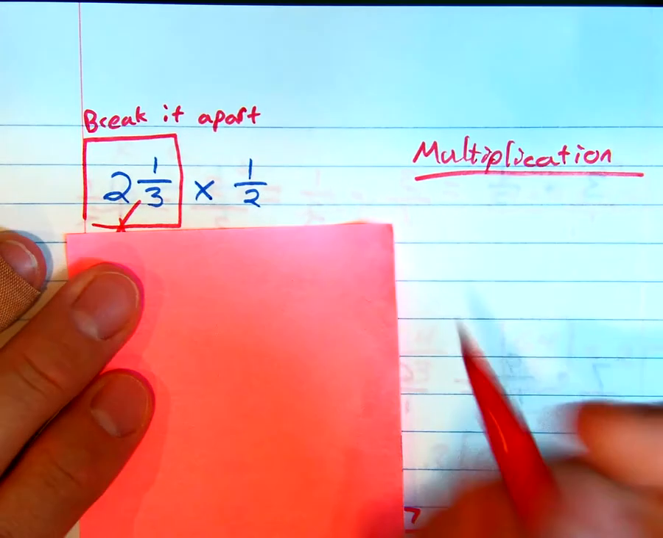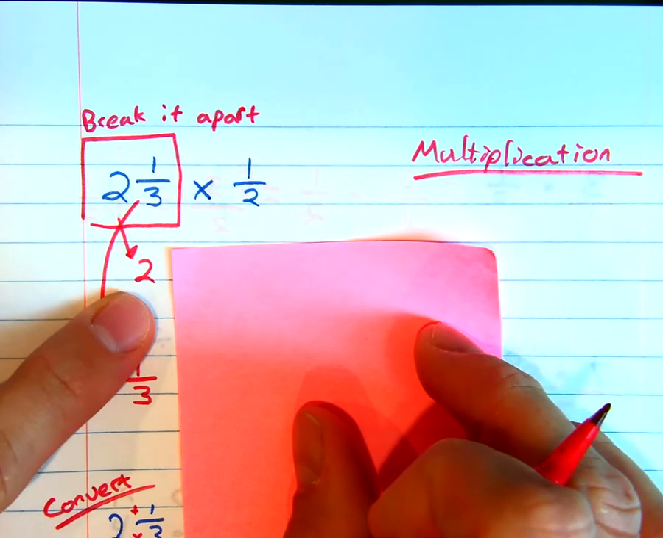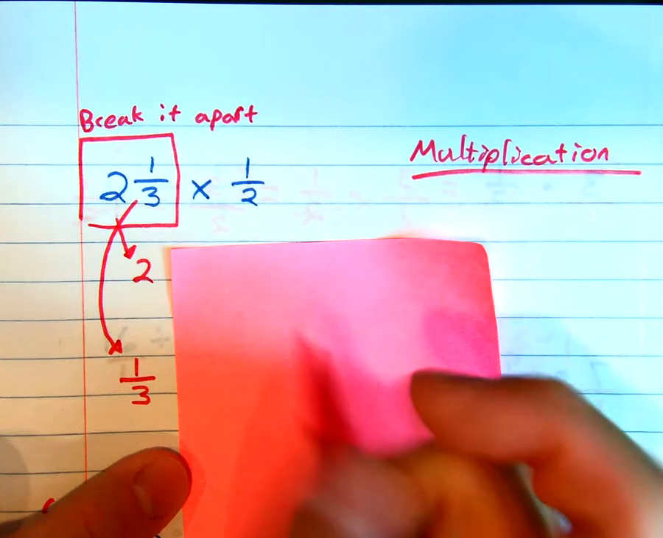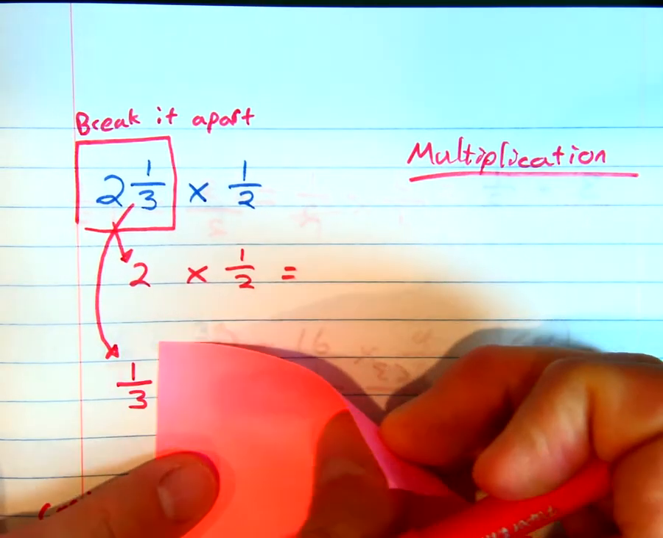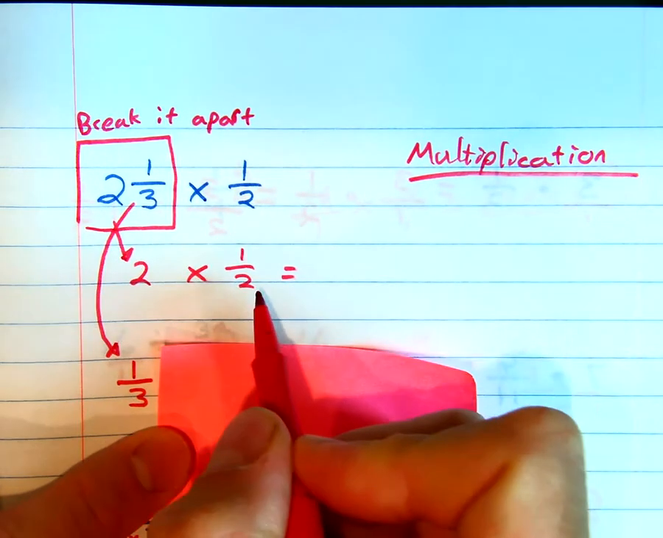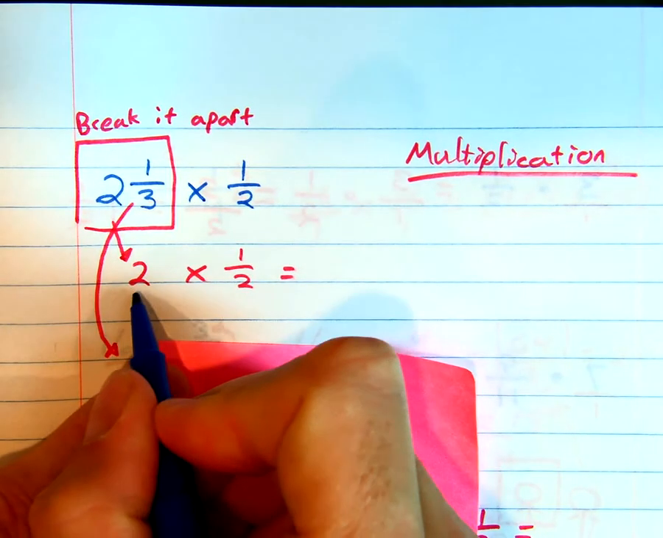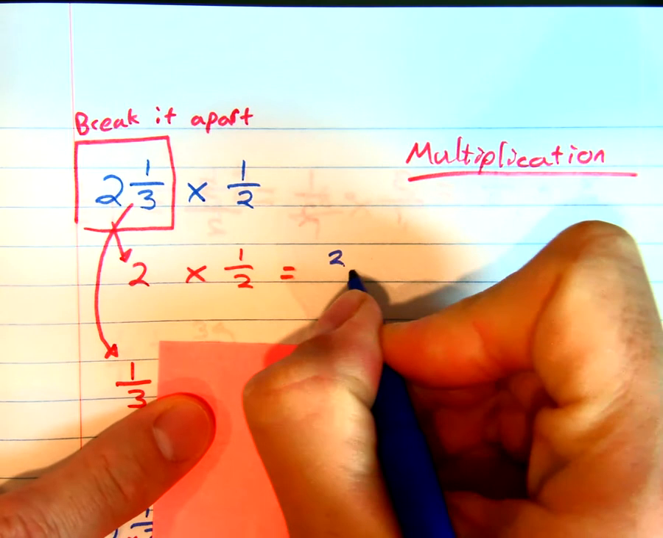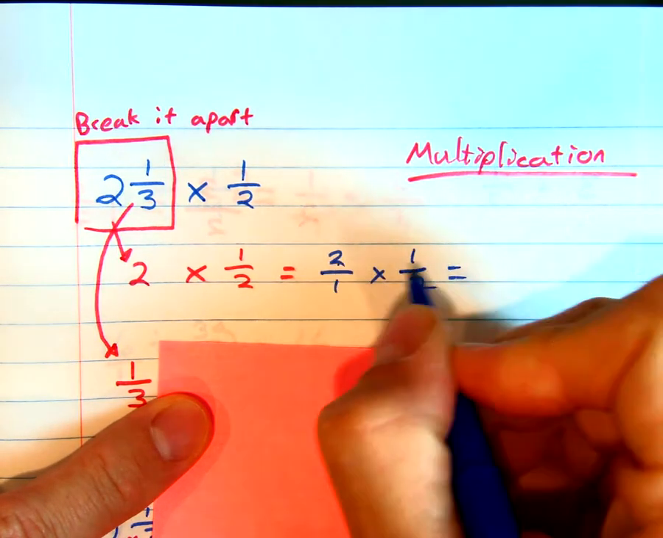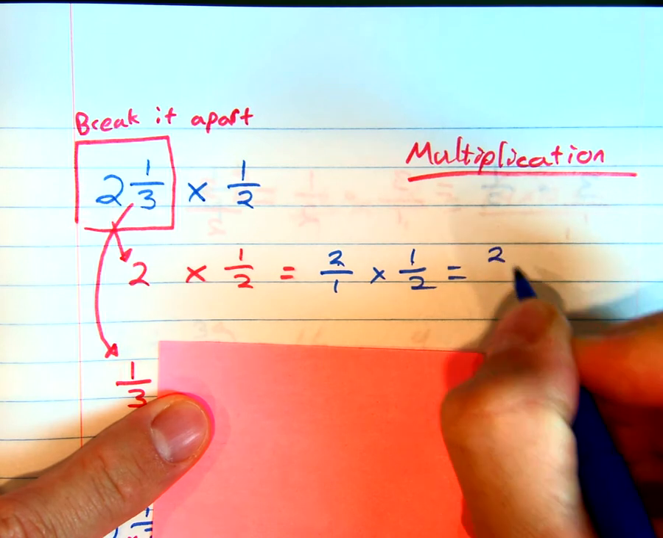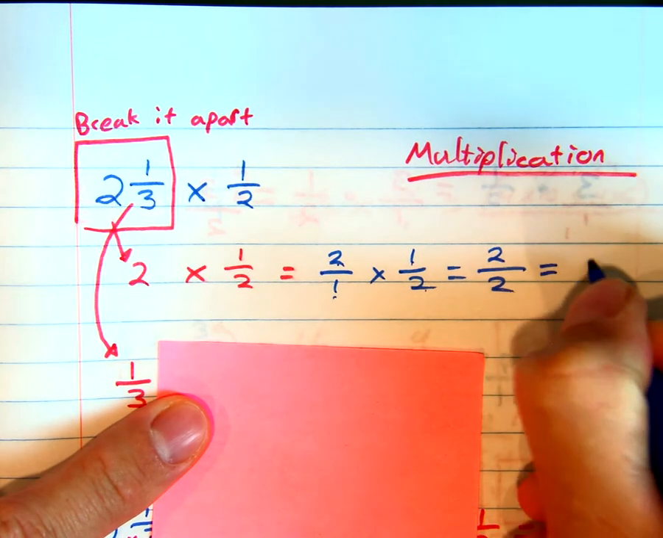So our 2 and 1/3, we can break that into 2 and a third, and say 2 times a half and 1/3 times a half. So let's look at 2 times a half. 2 times a half is the same as, I'll switch colors here. Remember, every time we run into a whole number, we need to rewrite it 2 over 1 times 1 over 2 equals 2 times 1 is 2. 1 times 2 is 2, which is the same as 1.